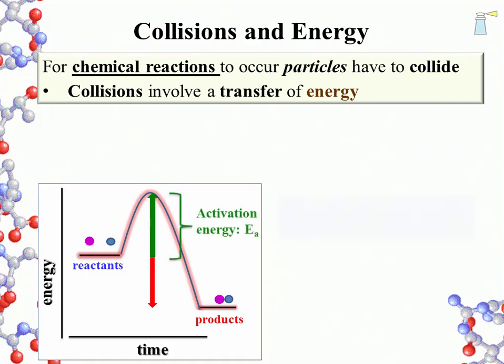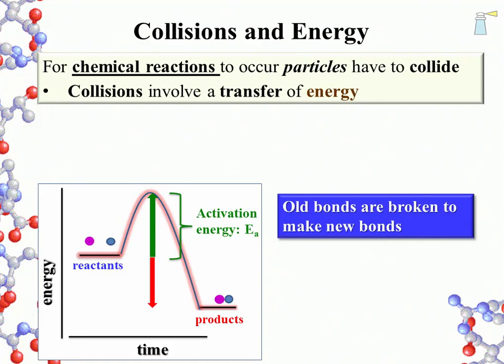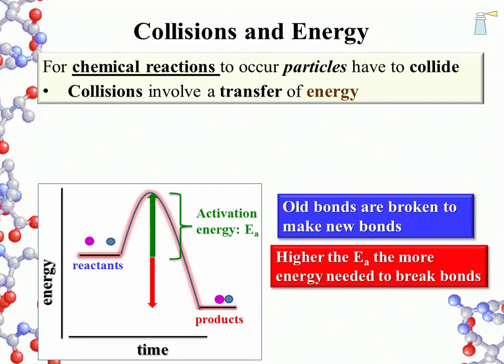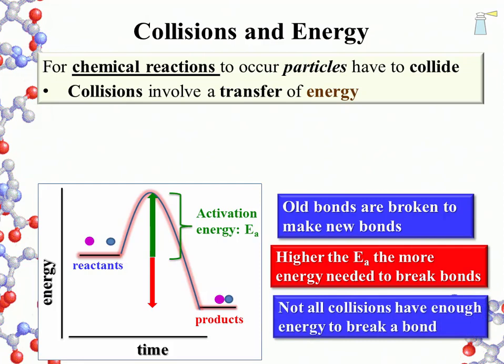For many reactions, old bonds are broken to make way for new bonds. The energy of breaking old bonds comes from collisions. The higher the activation barrier, the more energy that is needed to break the bond. But not all collisions have enough energy to break a bond. There are a number of factors that dictate the energy that a particle brings to a collision. One of them is the speed at which the particle moves. Faster moving particles can transfer more energy.